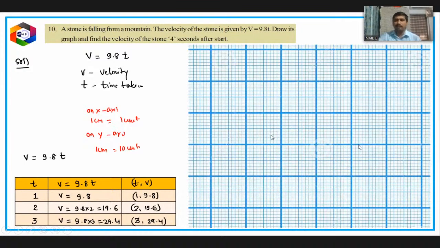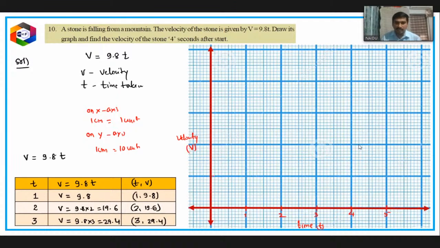Again, this is the graph sheet, and I am going to draw the x-axis and y-axis. Once again, this is the x-axis and this is the y-axis. Here the x-axis is relating to time. Observe, children, this is time, and this is velocity v. And we have taken time in seconds, that is 1 second, 2 seconds, 3 seconds, 4 seconds, and 5 seconds.